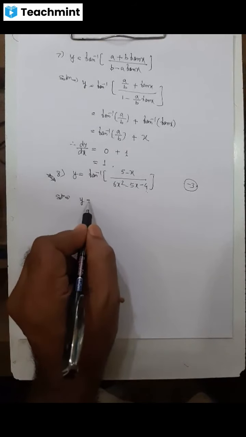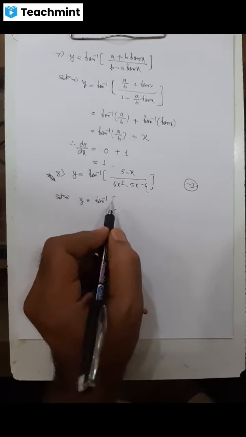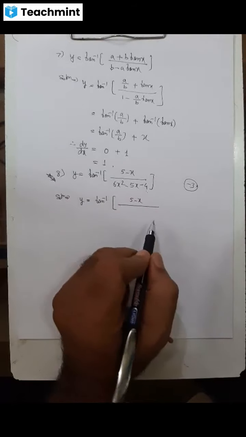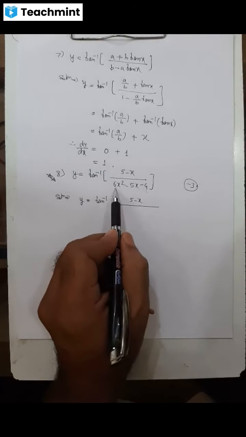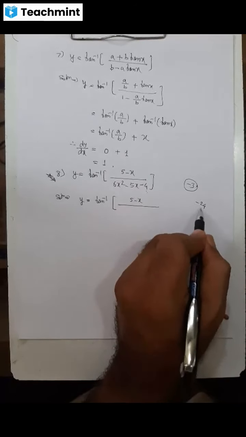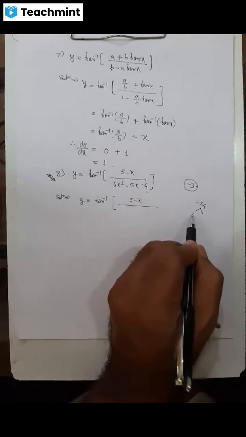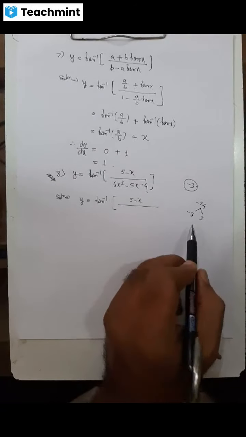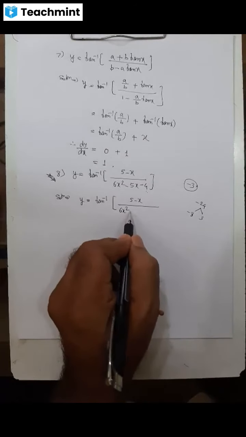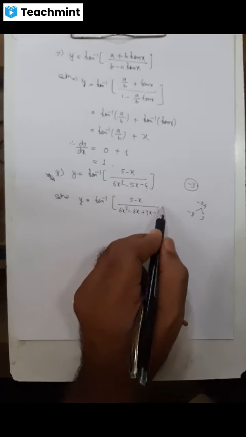Miscellaneous: y equal to tan inverse in bracket (5 minus x) divided by, we have to factorize. This is a quadratic equation. 6 into -4 means -24, right? Factorize -24 such that their sum is -5. What are the factors? -8 and +3. -8 plus 3 means -5. So the denominator can be written as 6x square minus 8x plus 3x minus 4.